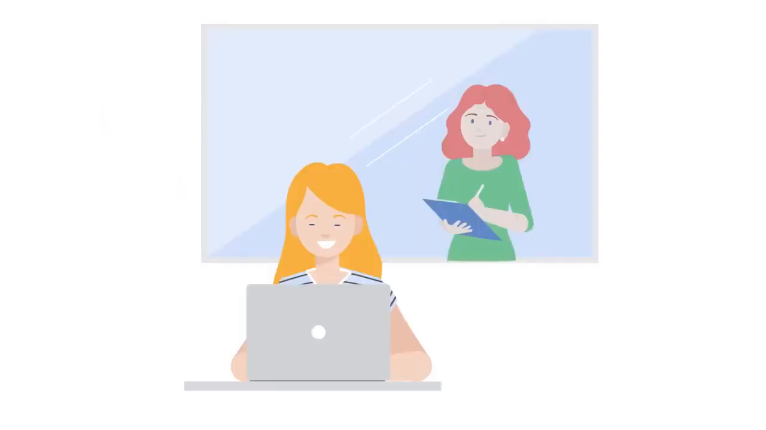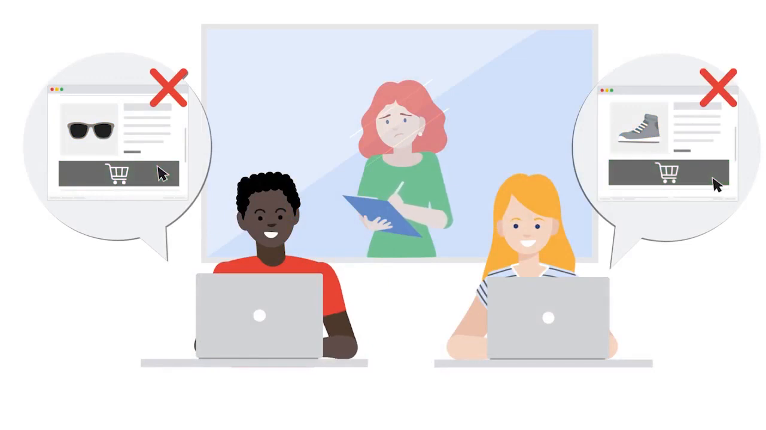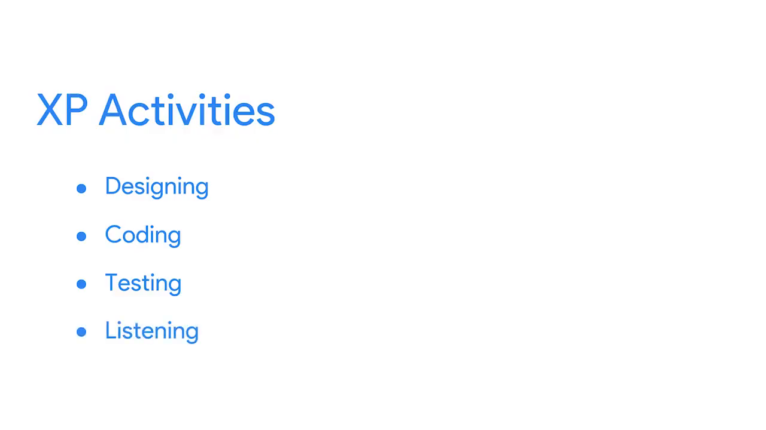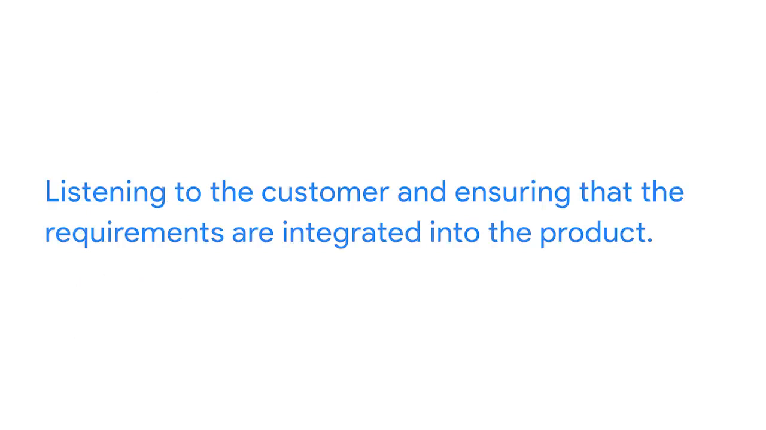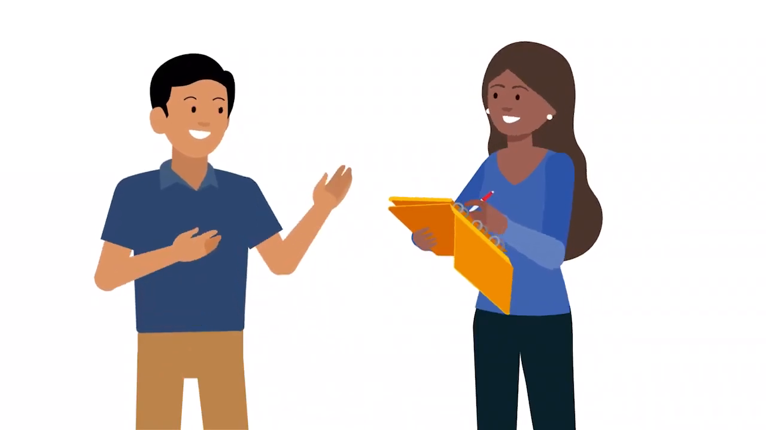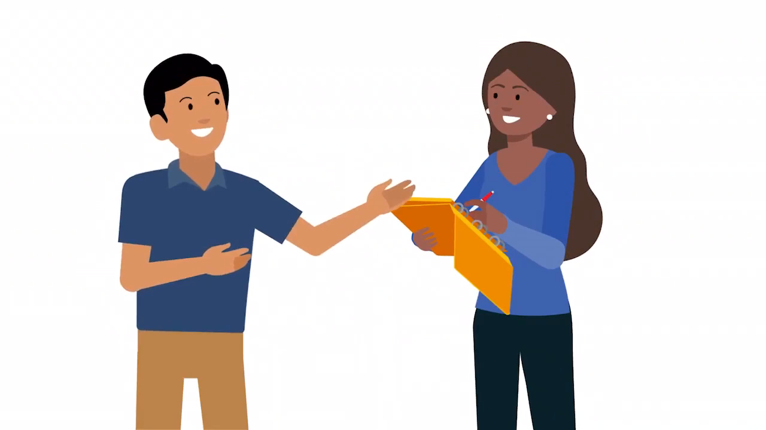Testing, like I described earlier, means checking the product for flaws so they don't end up in the final product. In XP, more is better, so if a little bit of testing can eliminate a few flaws, lots of testing will eliminate even more. The goal is to test for and eliminate any flaws in a feature before building it and continuing on. Testing also means checking to make sure the product features meet the customer's requirements. Which leads us to listening, which is about listening to the customer and ensuring that the requirements are integrated into the product. This relates to Agile in the way that it values customer collaboration, frequent communication, and regular feedback.